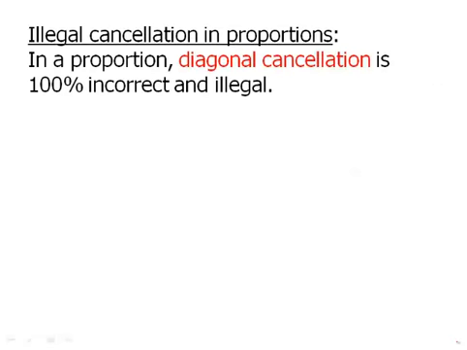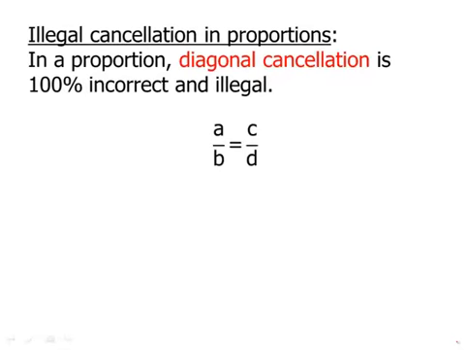In a proportion, diagonal cancellation is 100% incorrect and illegal. So for example, if we have a over b equals c over d, we absolutely cannot cancel a common factor in a and d. And we absolutely cannot cancel a common factor in b and c. That is 100% illegal. In fact, if you think about it, cross-multiplying says you're allowed to multiply those two things. Well, if you're allowed to multiply any two things, you're not allowed to divide them. Dividing two things always gives you a different answer than multiplying them.